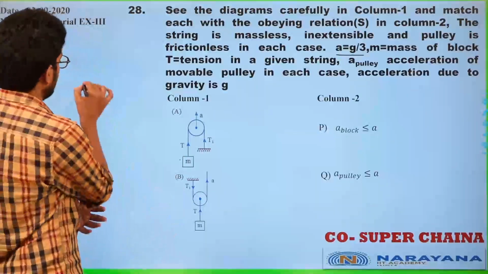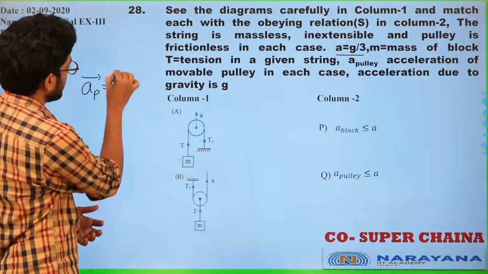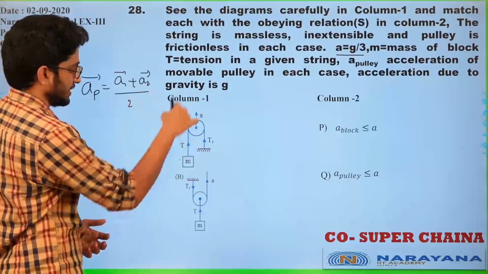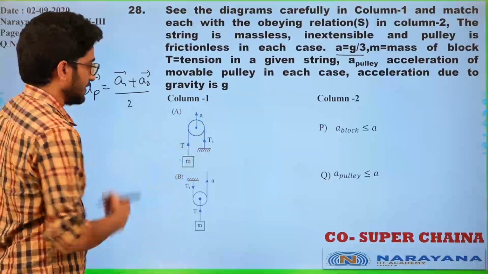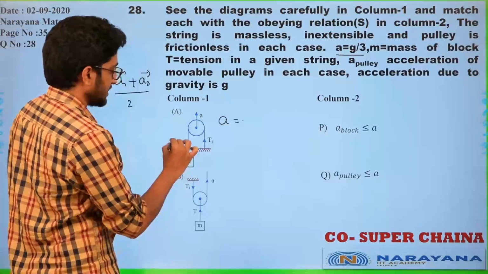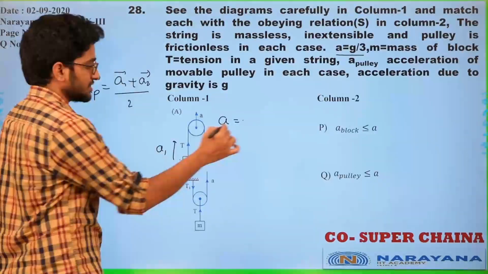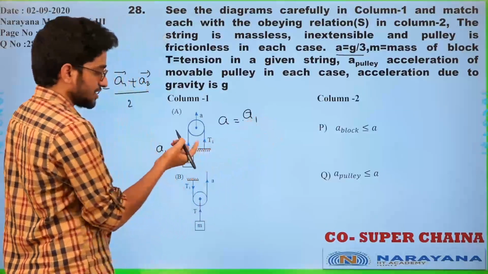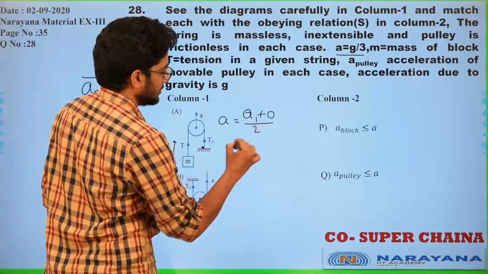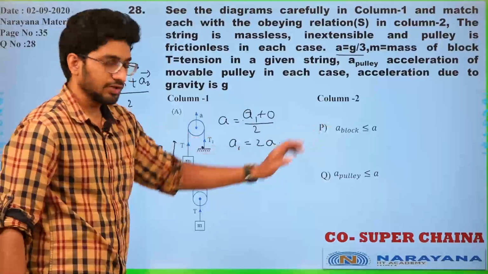We know when the pulley is moving, the acceleration of the pulley is the average of the accelerations on both ends of the string. So here the acceleration of the pulley is a and let us say the block has an acceleration a dash or a1 simply. So acceleration on one side is a1 and on the other side is 0 because it is fixed. So (a1 plus 0) by 2. So the acceleration of the block is 2 times a. So definitely not this option.